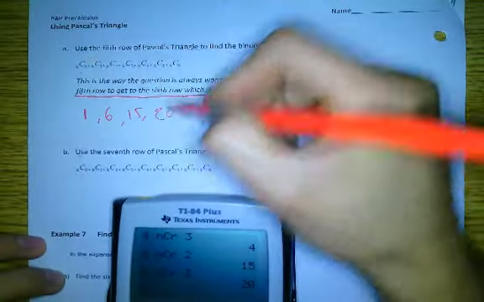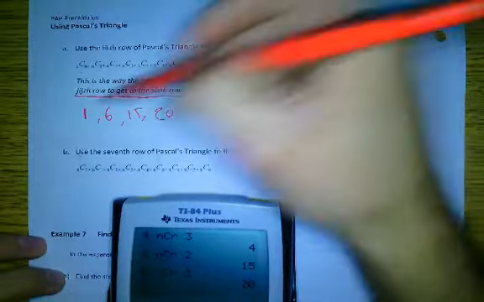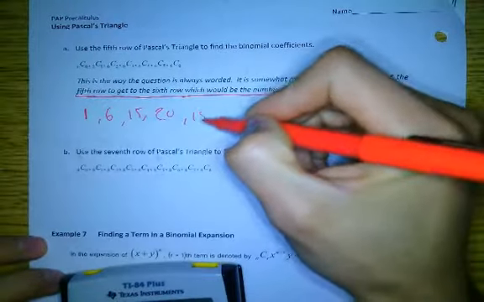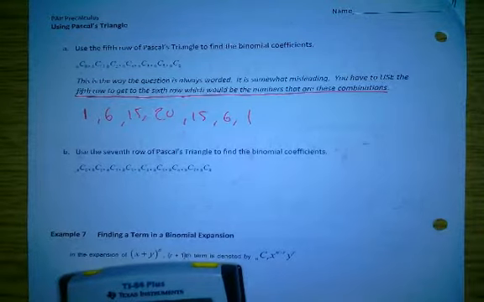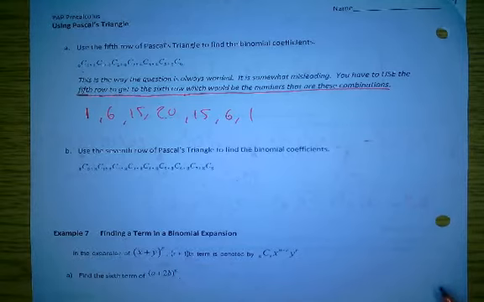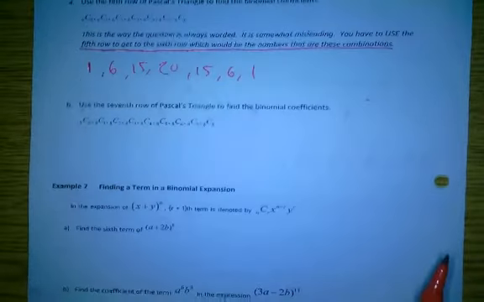It's going to say use the seventh row of Pascal's triangle to find the binomial coefficients. Alright, so I constructed here a Pascal's triangle to help me answer the question, which if you were to input that in the calculator, you're going to get those numbers there.